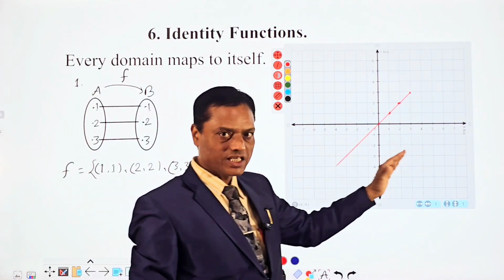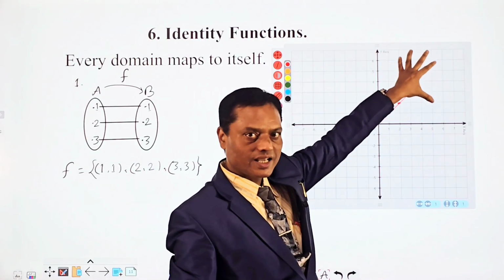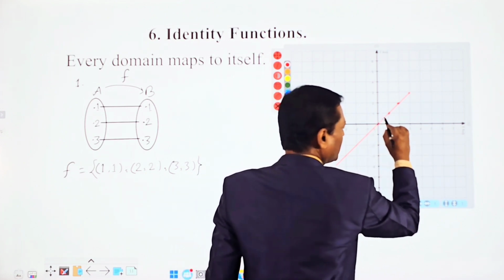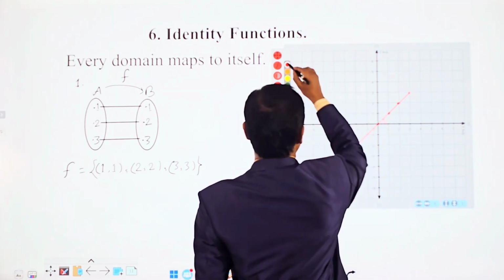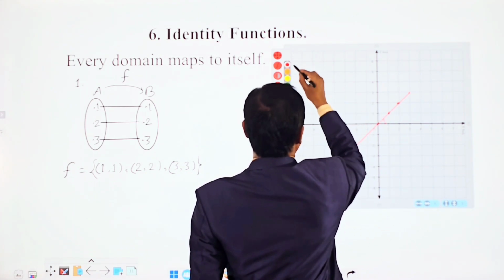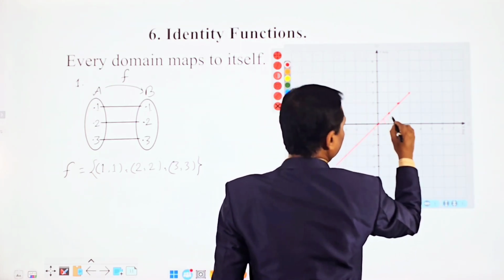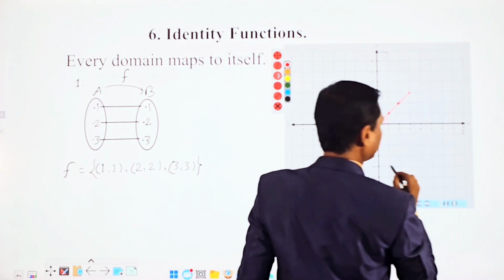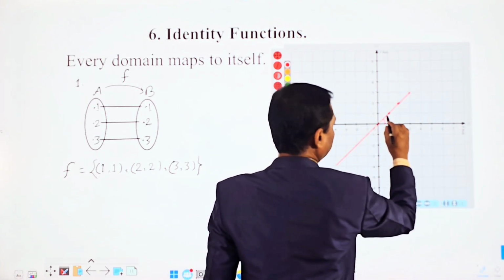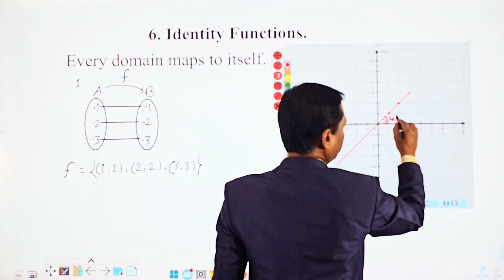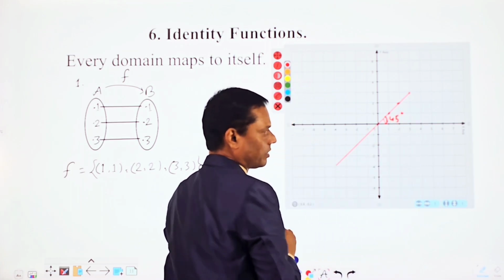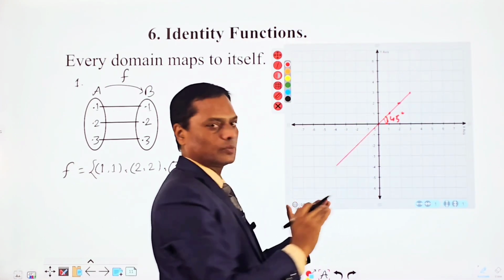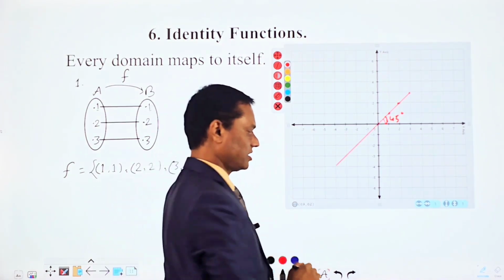And the line is bisecting the positive x and y axis and negative x and y axis, right? So we can say this angle is 45 degrees, right? This angle is your 45 degrees. We can say that this angle is 45 degrees, right? That's bisecting, isn't it? So this line is passing through the origin and bisecting the axis.